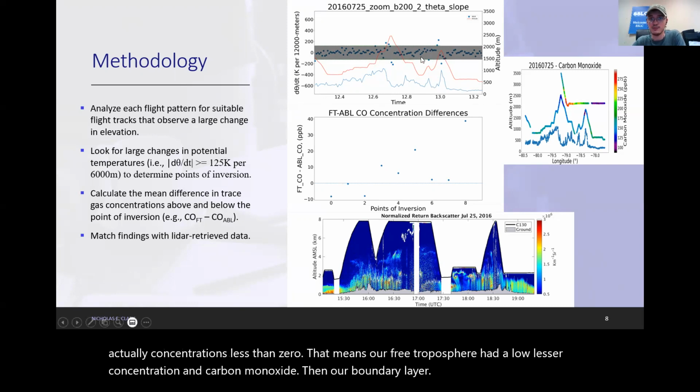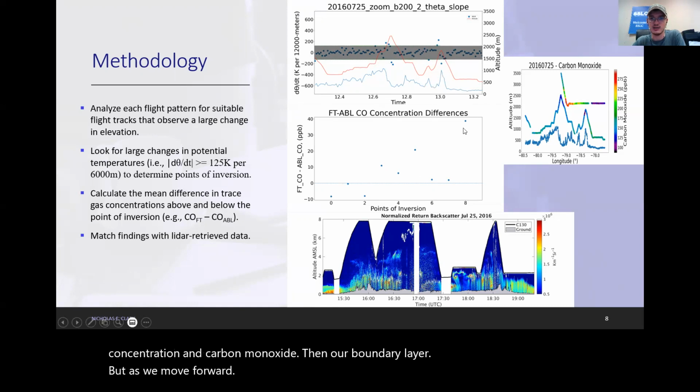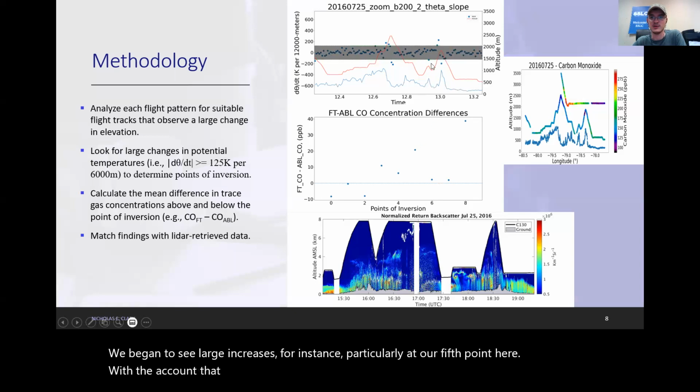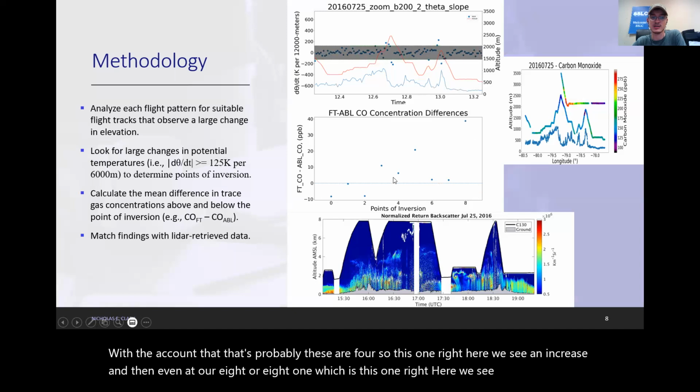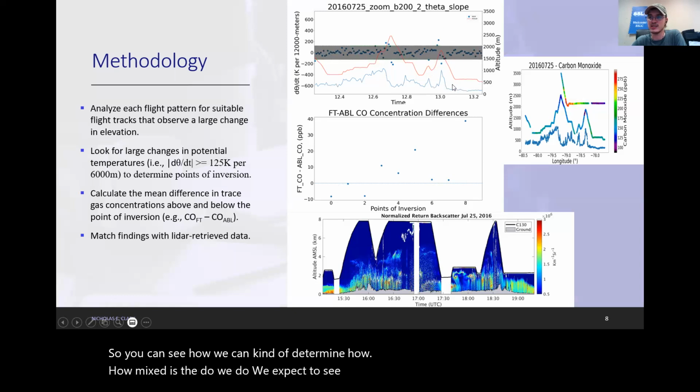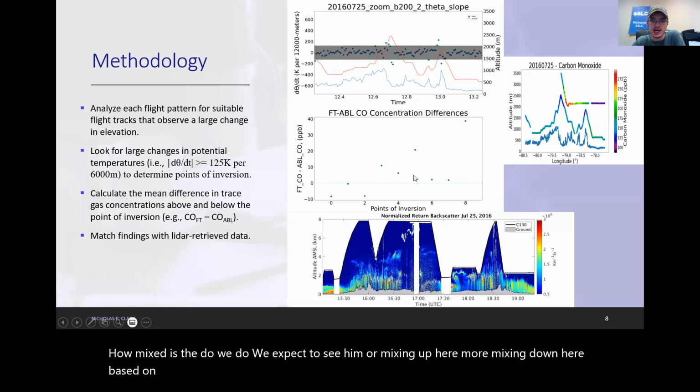But as we move forward, we begin to see large increases. For instance, particularly at our 5th point here, if you count, these are 4, so this one right here, we see an increase. And then even at our 8th one, which is this one right here, we see a drastic increase. So you can see how we can determine where we expect to see more mixing up here, or more mixing down here, based on the concentration levels. And then we look at all this and compare it with our LiDAR imagery.